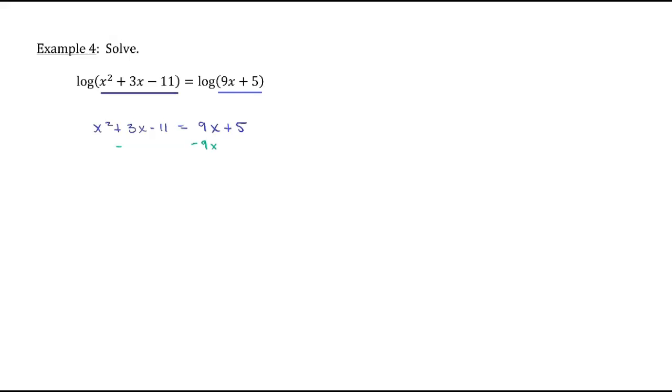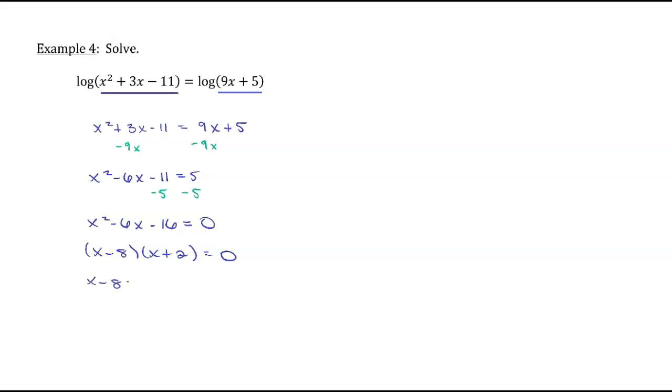Now we'll solve for x. Subtracting 9x from both sides of this equation, we have x squared minus 6x minus 11 equals 5. And subtracting 5 from both sides, we have that x squared minus 6x minus 16 equals 0. Now we have a quadratic equation in standard form, and we can factor it. This factors as x minus 8 times x plus 2. And using the zero factor property, we find that x minus 8 can equal 0, or that x plus 2 can equal 0. And solving these two equations for x, we have that x is equal to positive 8, or x is equal to negative 2.